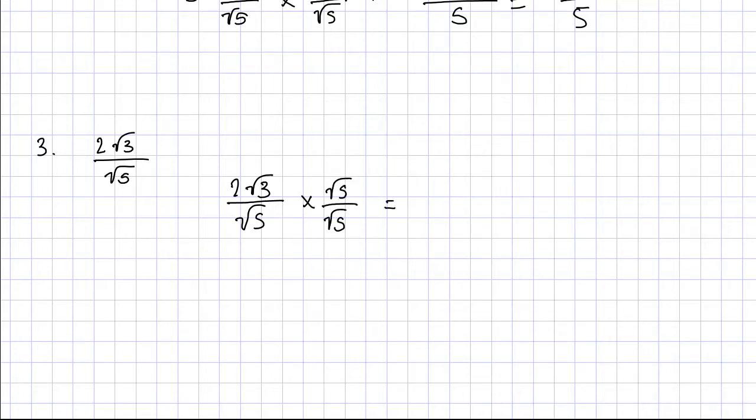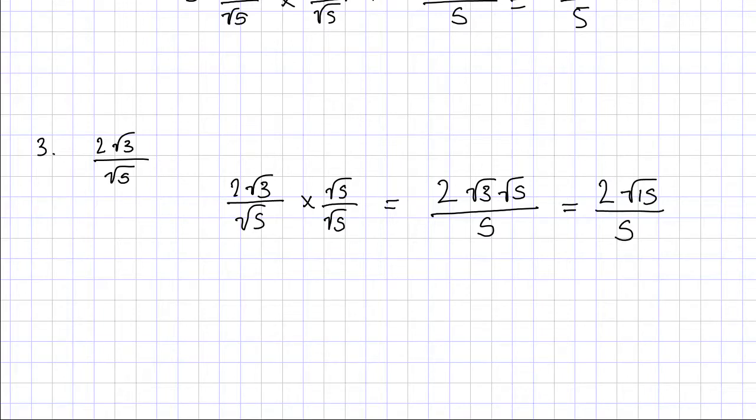This will give me 2 times root 3 times root 5. And root 5 times root 5 is just 5. And now 2 times root 3 times root 5 is 2 root 15 over 5. Again, I need to check, can I simplify this further? Now 15 is 3 times 5. Both of them aren't square numbers, so this is simplified.